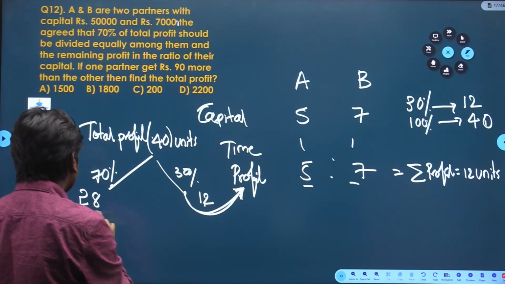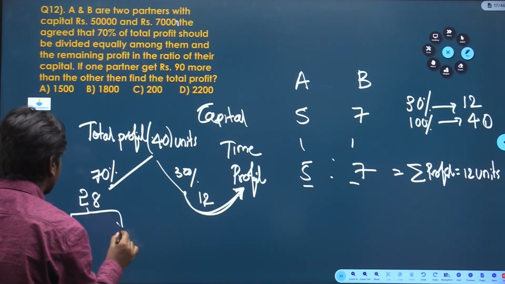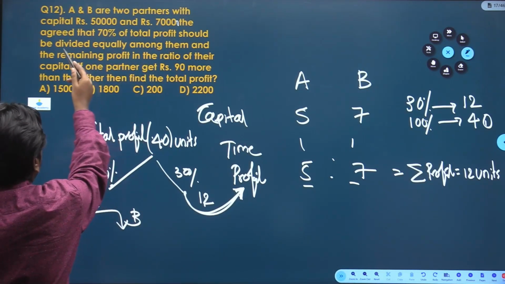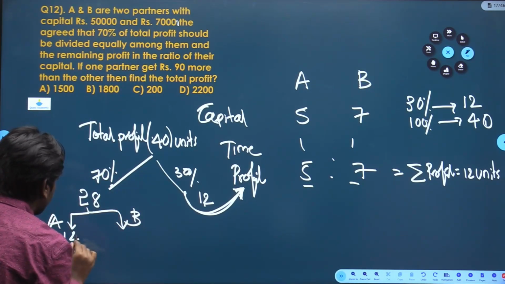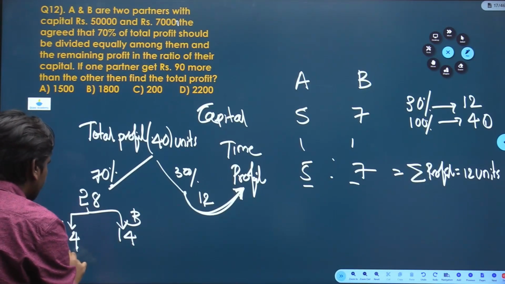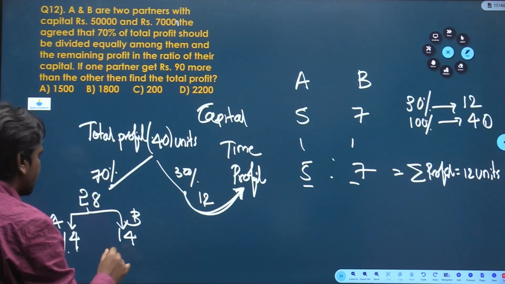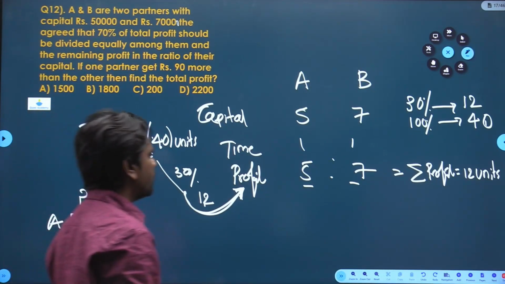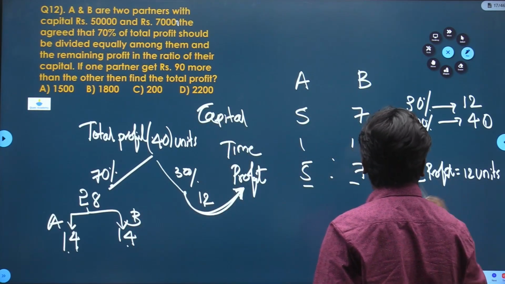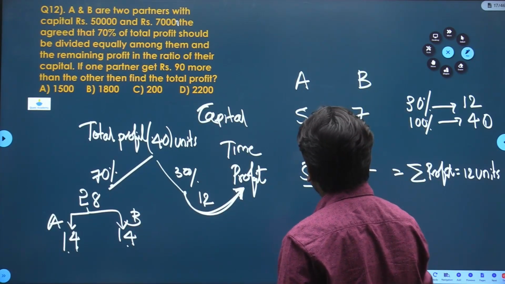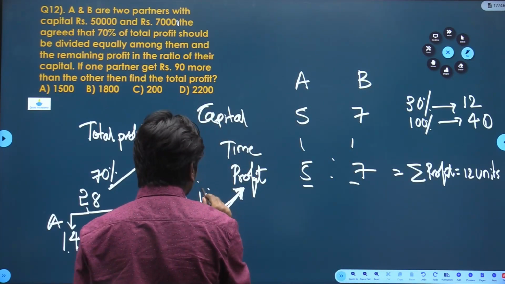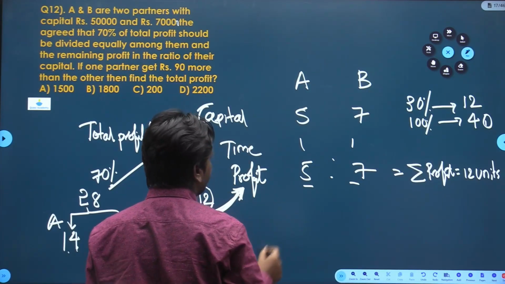Now the 70% of the total profit should be divided equally. So 14 units will be received by A, and 14 units will be received by B. But the 30% will be divided according to their capital ratio. So 12 units are going to A and B.